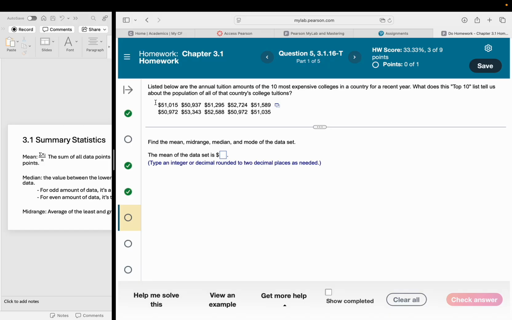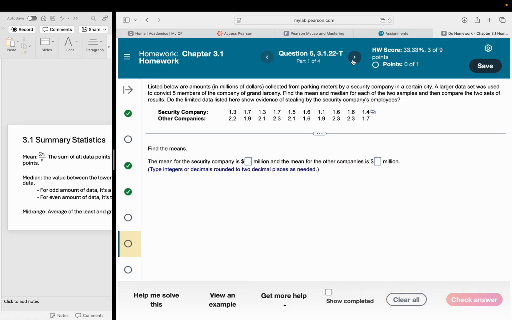Up next, we've got another set of about 10 data points. They want mean, mid-range, median, mode. I'm going to skip over that one because, once again, you've got StatCrunch. I trust you can do it. Up next, you've got 2 different data sets.